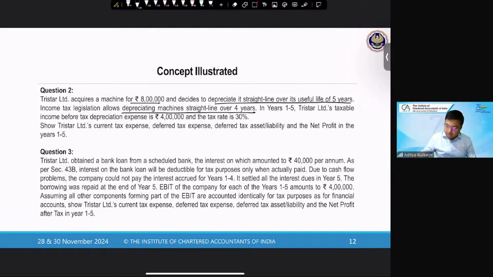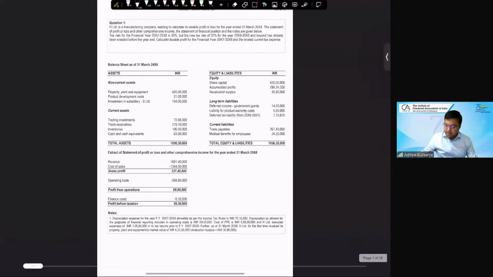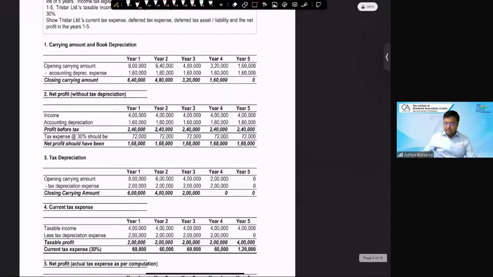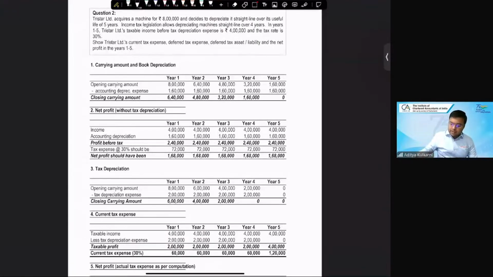In years 1 to 5, TriStar Limited's taxable income before tax and depreciation expense is 4 lakhs and the tax rate is 30%. Show TriStar Limited's current tax, deferred tax expense, DTA, DTL, and the net profit in the years 1 to 5. So these are new terms probably which you are hearing. Of course, we had a standard AS22. So let us try to understand the implications of this question in detail before we proceed. Okay, so now let us go step by step.